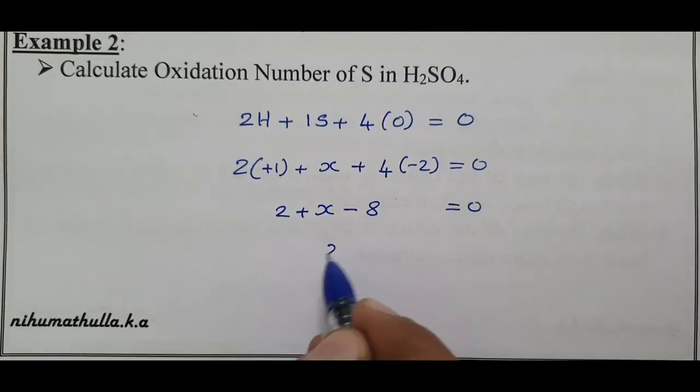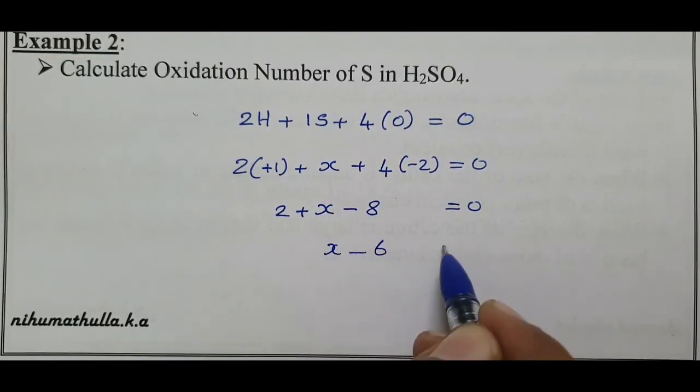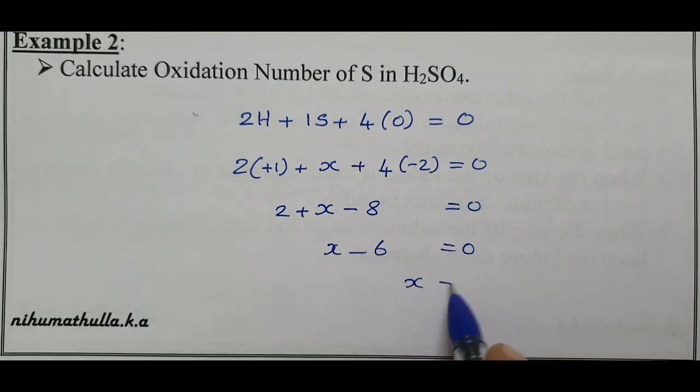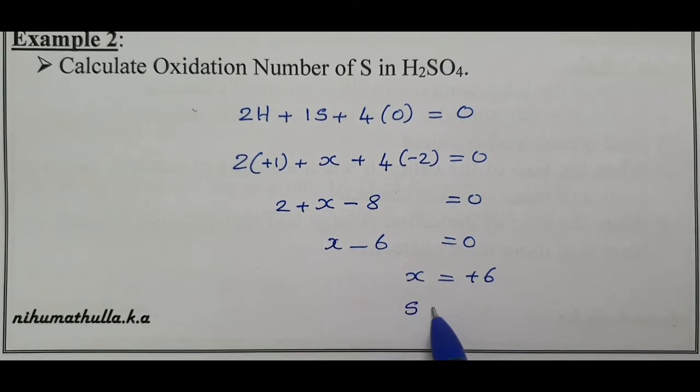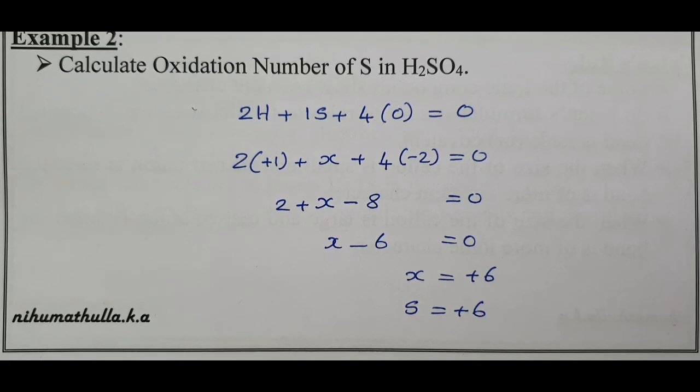Now x minus 6 equals 0, x equals plus 6. The oxidation number of sulfur in sulfuric acid is plus 6. When you write the oxidation number, we have to write the number along with the sign. Plus or minus indicates either loss of electrons or gain of electrons, therefore the charge must be indicated in the case of oxidation number. So this is about chemical bonding.